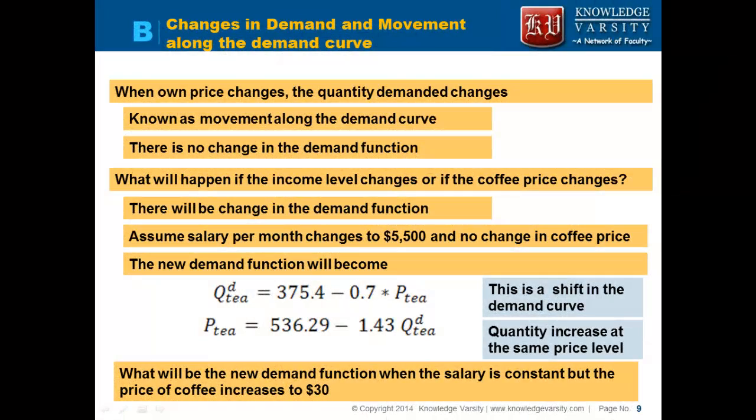Now we are interested in what will happen when there are changes in the demand and when there is a movement, and we'll identify the movement along the curve. So what we are saying is when the own price changes, the quantity demanded changes. When the price of tea is changing, you will find that the quantity demanded of tea will change. This is known as the movement along the demand curve.